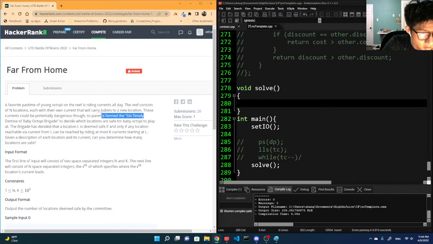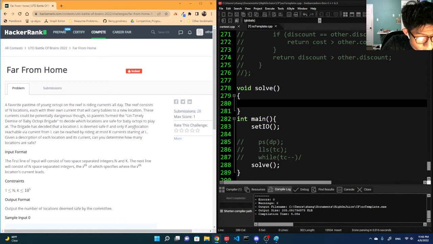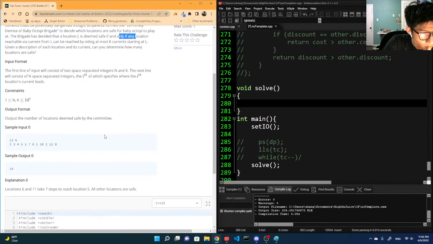These currents will potentially be dangerous though, so parents form untimely demise, blah blah. A location L is deemed safe if and only if any location reachable via current from L can be reached by riding L's K current starting at L. If and only if any location reachable via current. I'm confused.